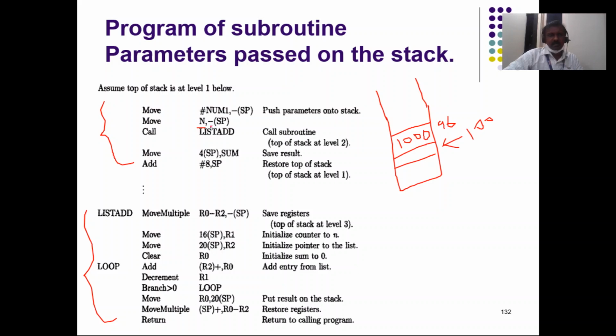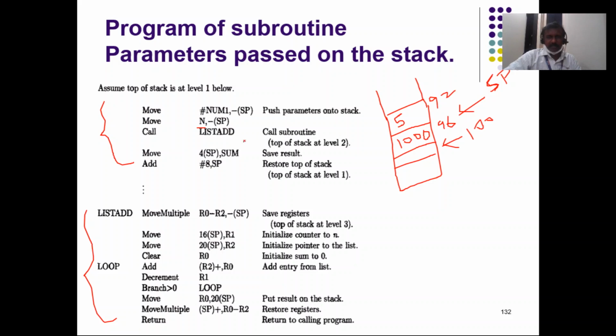Then move n comma minus SP. Let us assume n represents 5, the numbers we want to add. Now the current stack pointer is pointing to 96. Now SP is pointing here. So 96 minus 4 is 92. So n, say 5, will be stored in the location 92, starting from 92 to 95.